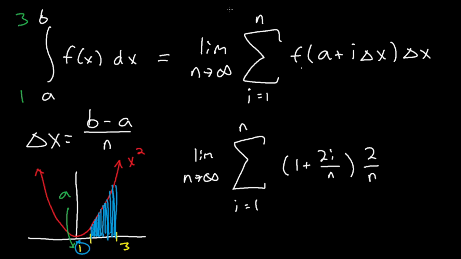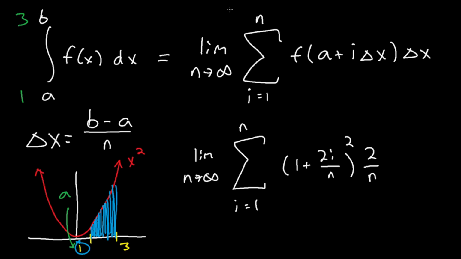But remember, our function f is x squared. So we need to square this. Right? Since a plus i delta x is your input to the function. We replace this 1 plus 2i over n with x in the function x squared.